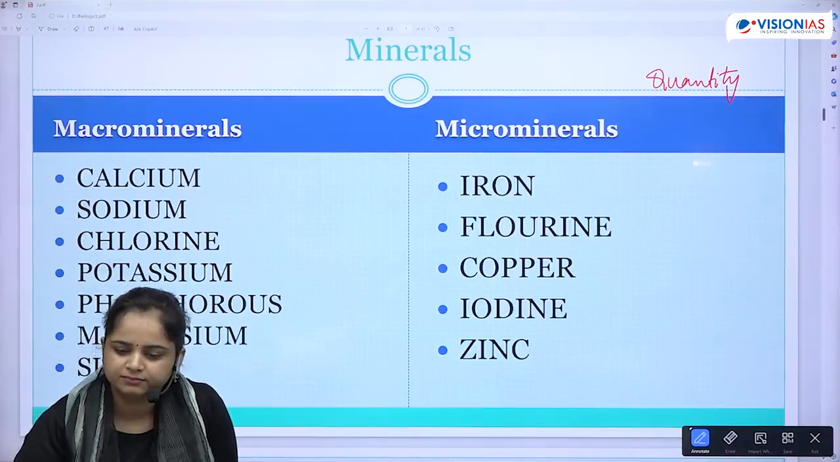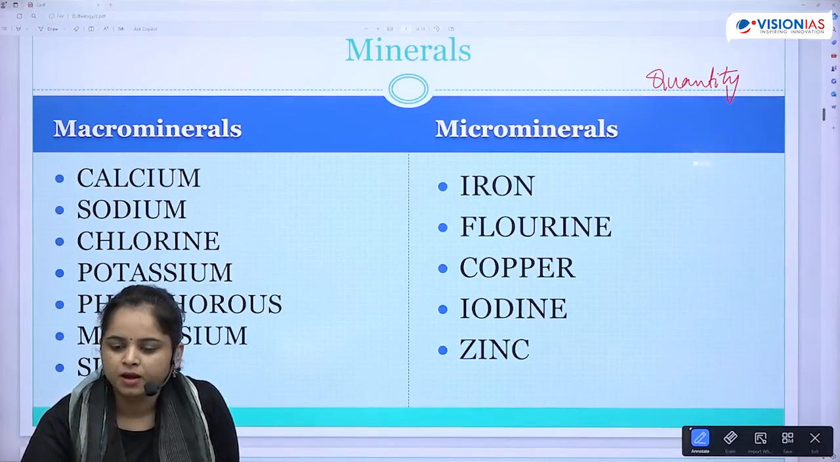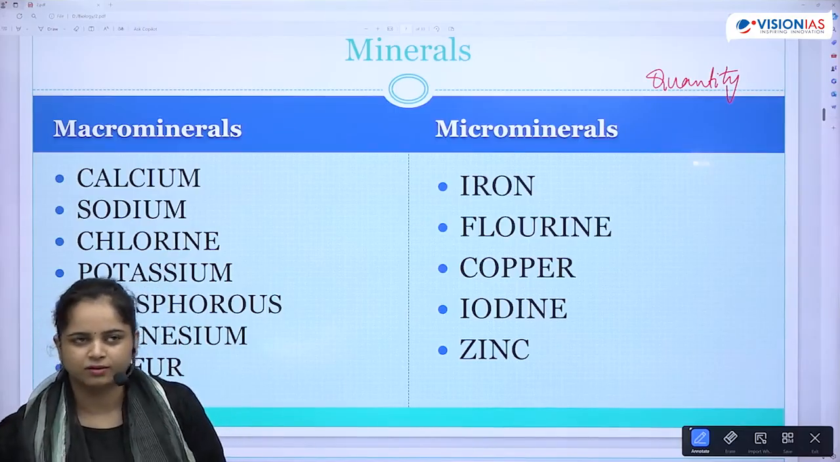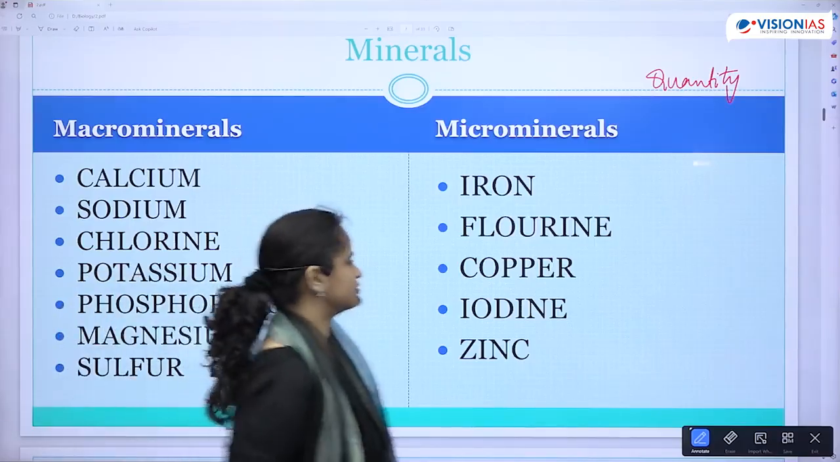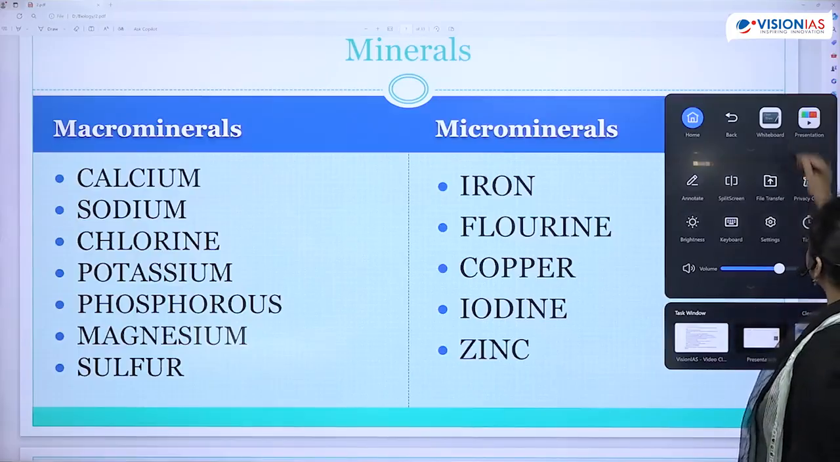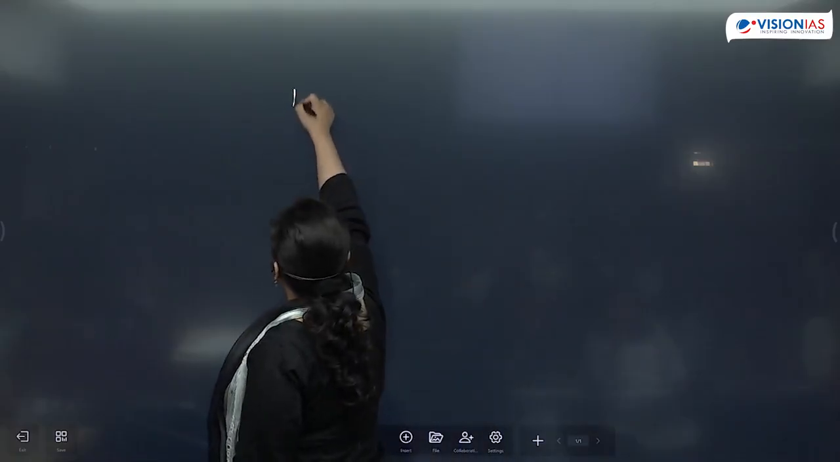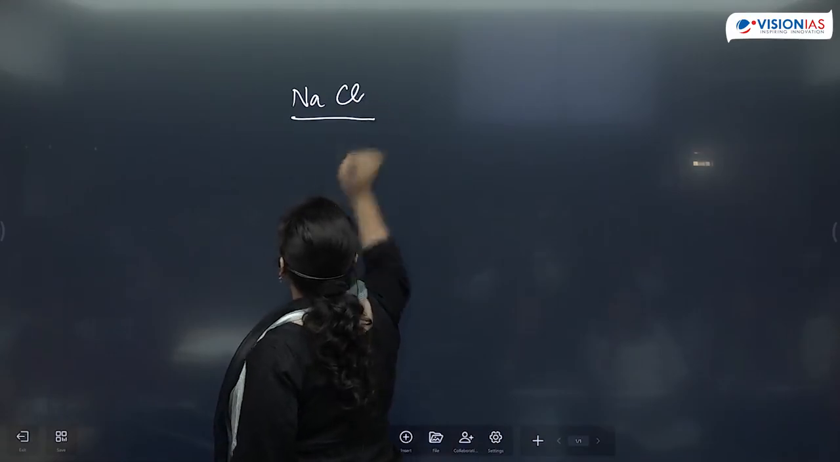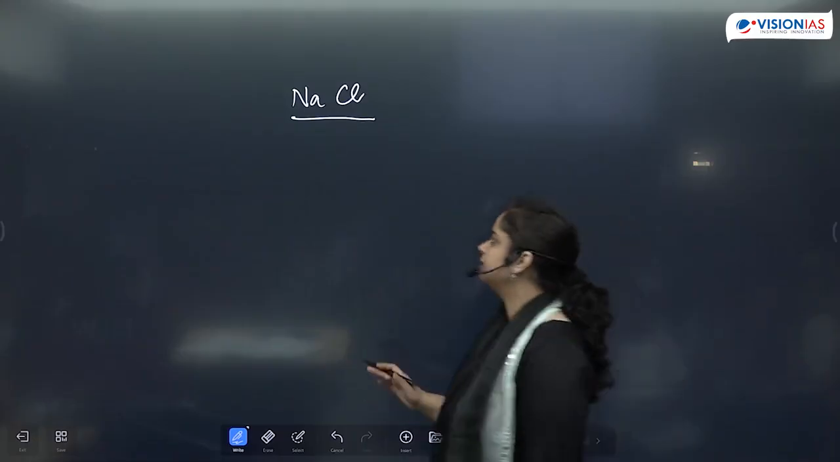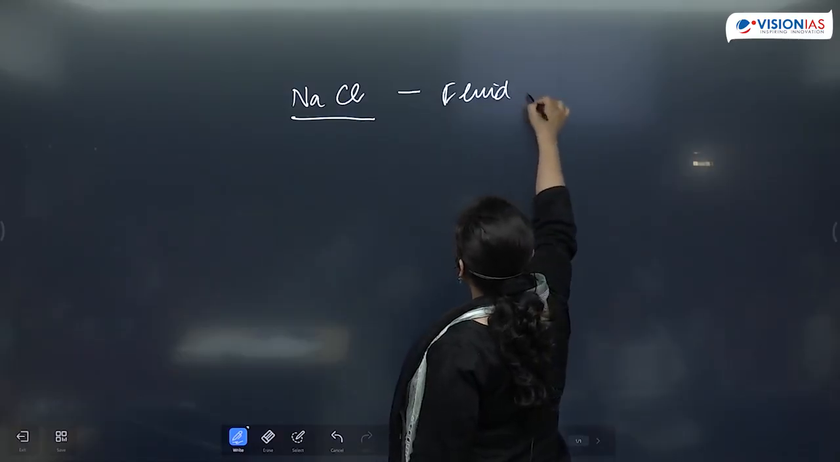Then sodium. What is the source of sodium? Salt. And chlorine, what is the source of chlorine? Salt again. Okay, so we'll talk about both sodium and chlorine together. Sodium chloride is the composition of salt. And the role this salt plays is that it helps to maintain the fluid levels of the body.